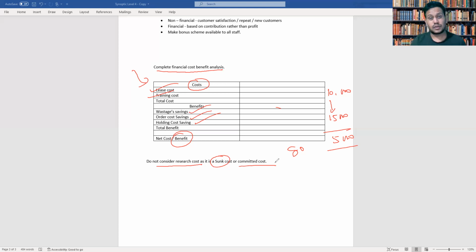If you don't, you will lose the marks. Maybe your decision will be changed. For example, if you include the research cost here or the sunk cost or committed cost, your cost will be higher and maybe your benefit will be minus, and you would say do not invest because the benefit is lower than the cost. So be very careful with that.